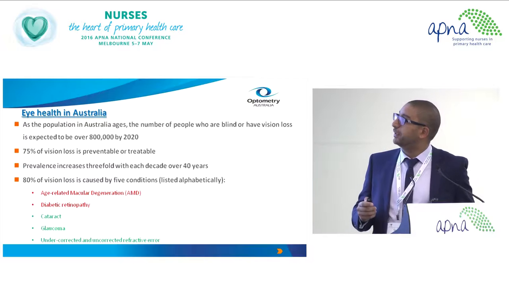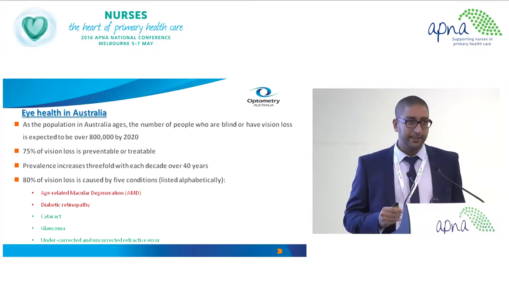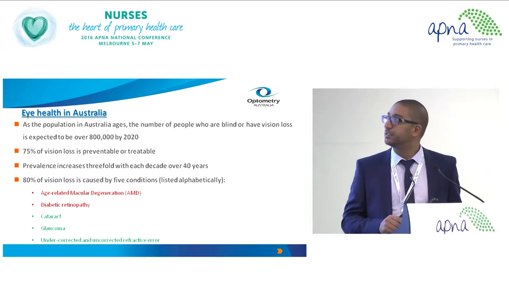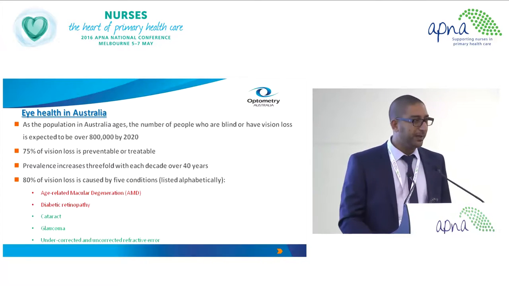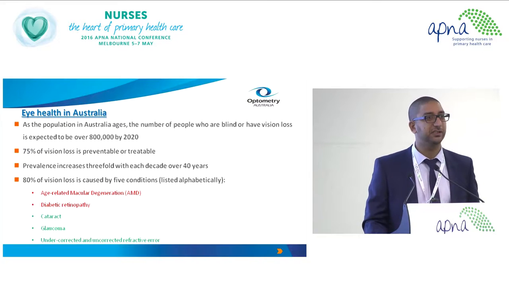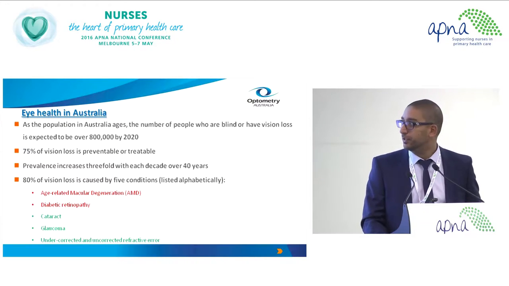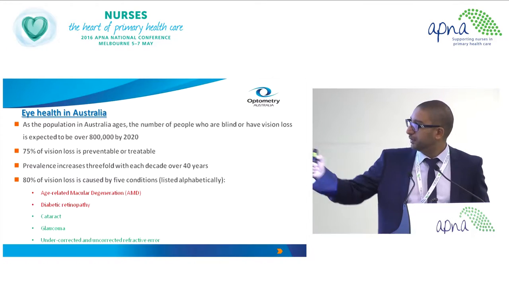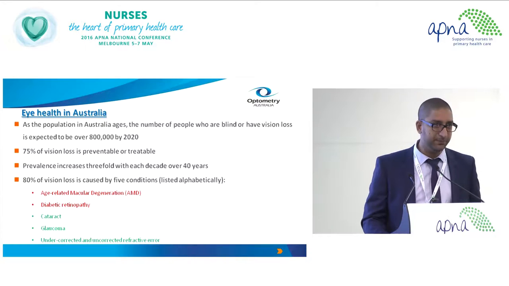So eye health in Australia, 800,000, too big a number. Okay, we're only talking 4 years from now, so it's a fairly uphill battle that we're facing. The good news is that 75% of the vision loss in Australia is preventable or treatable. We're talking about things that are in the green list down the bottom there.